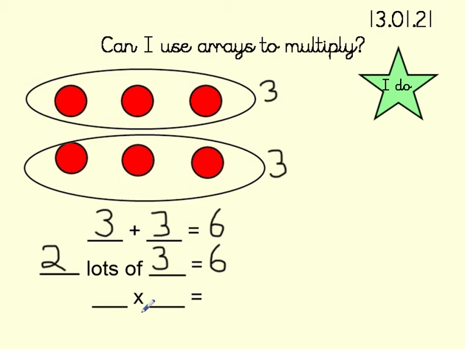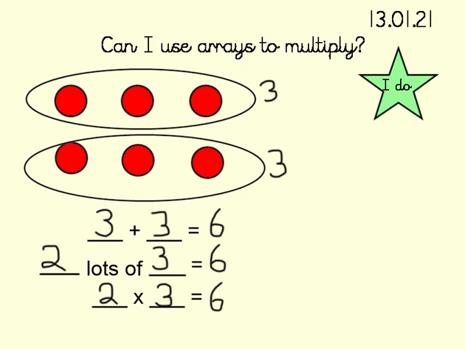And the symbol that we learnt was this symbol here, and that's the multiplication symbol, or you might have heard it as the times symbol. So 2 lots of 3 equals 6. That's the same as saying 2 times 3, or 2 multiplied by 3, they're the same thing, equals 6. So our multiplication symbol here, that means lots of or groups of.